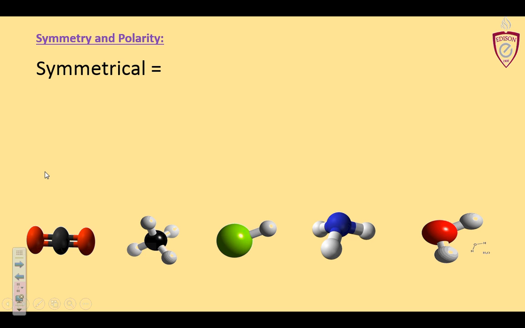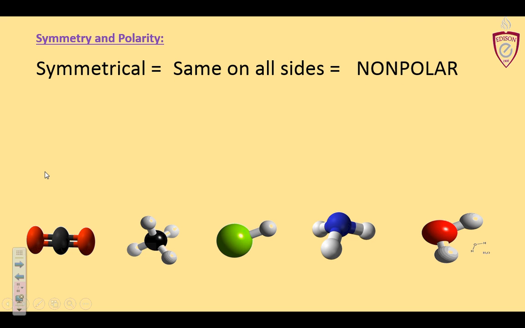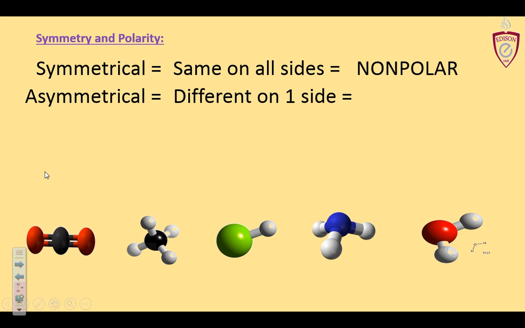Symmetrical is going to equal same on all sides, which is going to equal non-polar. And then the exact opposite is true for asymmetrical: different on at least one side. It doesn't really matter which. At least one is the way it should be phrased, right? So one side is not like the others.